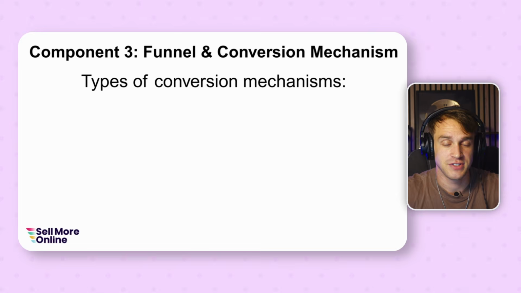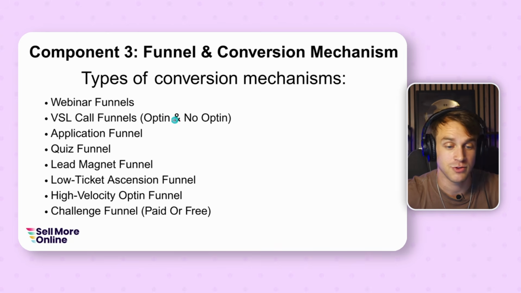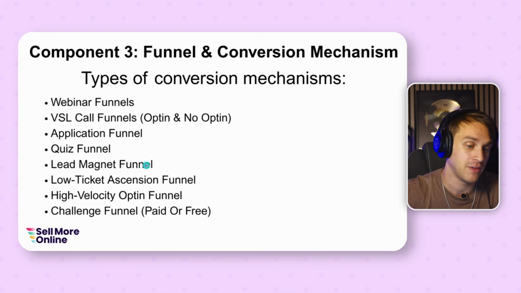So here are some different types of conversion mechanisms. So we have webinar funnels, live and evergreen. I love live though. VSL call funnels with an opt-in, no opt-in. I prefer no opt-in. Application funnel, quiz funnel, lead magnet funnel, low ticket ascension funnel, high velocity opt-in funnel, challenge funnel, you got free or paid.